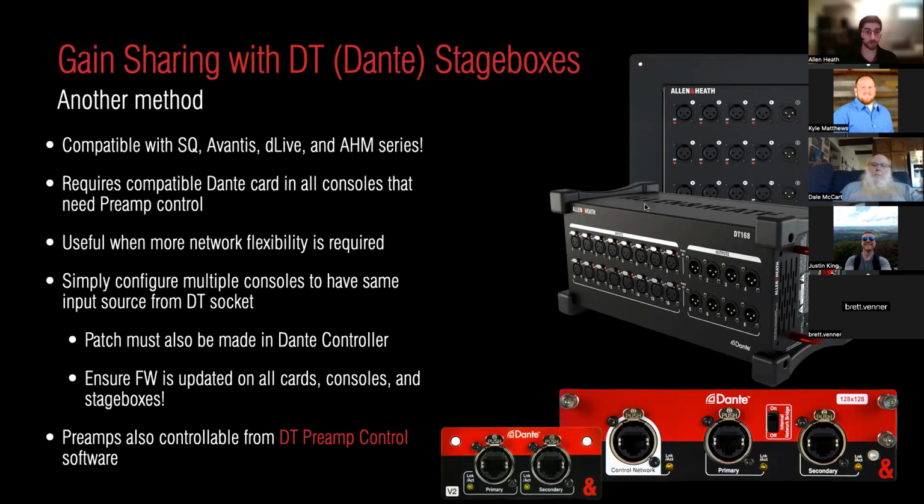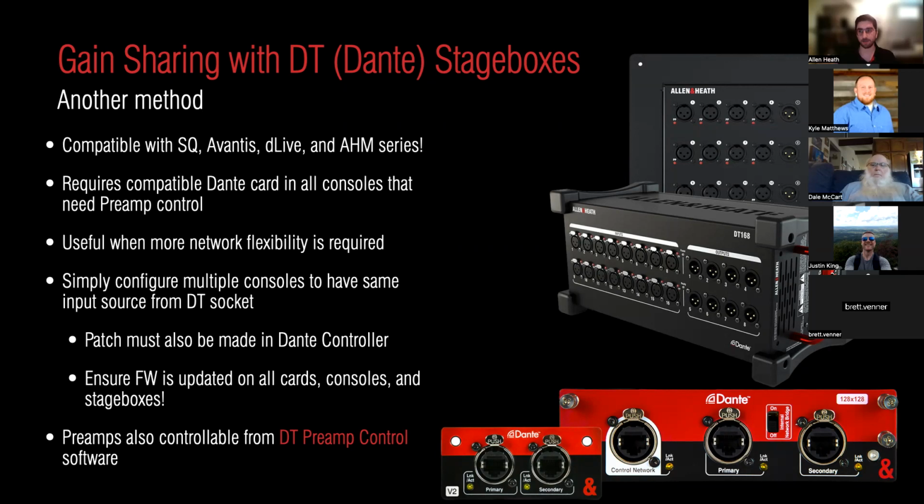Once you set up everything properly, and that involves first making the patch in Dante controller, because these are all Dante devices, you have to make the patch between, say, your DT168 and your SQ Dante card, and your DT168 and your DLive Dante card. If you make those patches and then assign those incoming Dante sockets to input channels, you'll see that you both have access to the preamp controls on these DT168 preamps. If a change is made on one console, you'll also see that change happen on the other console. So it's essentially gain sharing using these DT stage boxes between two systems.